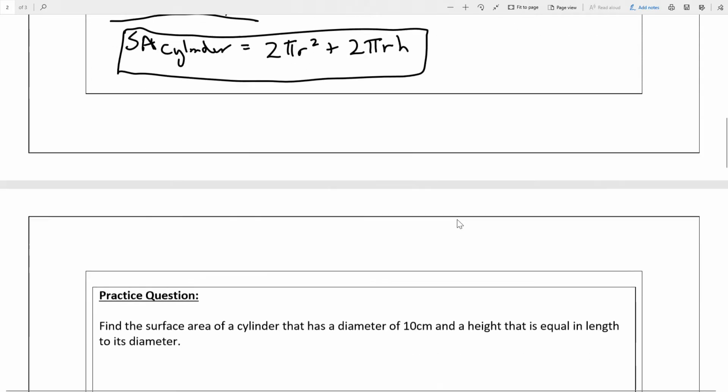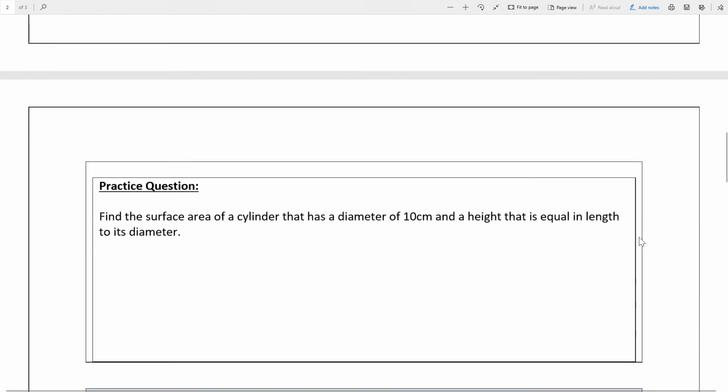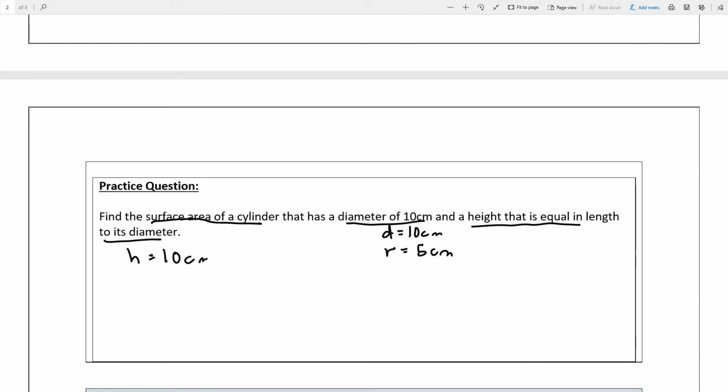So let's put our surface area equation into practice in this practice question. Find the surface area of a cylinder that has a diameter of 10 centimeters. The diameter is 10 centimeters. And then once you see this, you can immediately calculate the radius. Remember, radius is half the diameter. And a height that is equal in length to its diameter. So the height is equal to the diameter, so that means height is 10 centimeters.